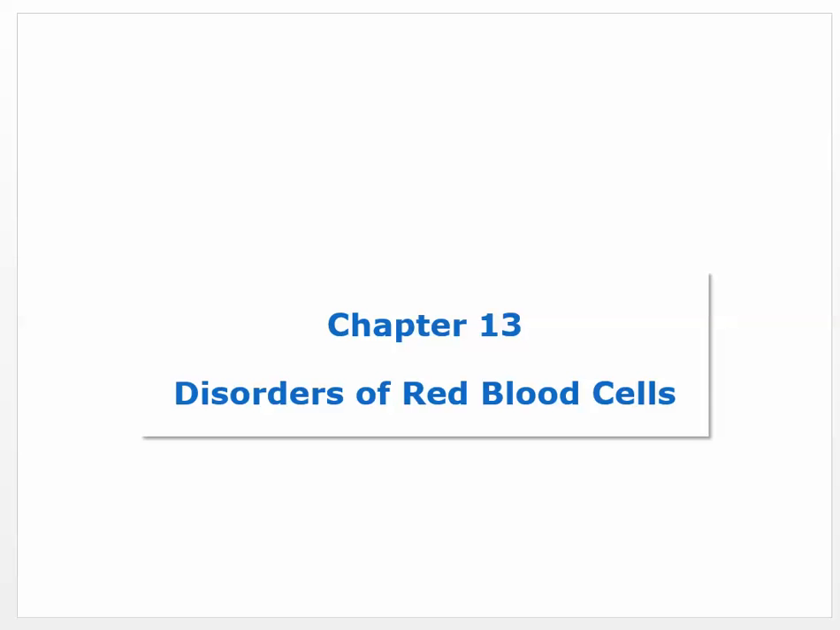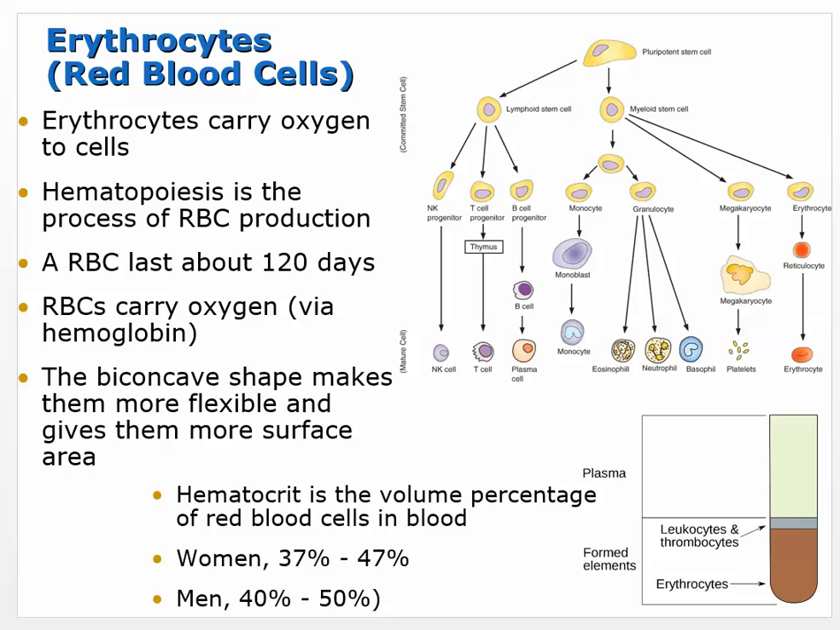Okay, so this is chapter 13, and we're going to talk about red blood cells and then the disorders of red blood cells. So we've seen this graph several times, and of course it starts with the pluripotent stem cell, which then divides into the myeloid and the lymphoid. And we're kind of trying to go through all of these things and talk about the functions of each one of these. We just finished talking about platelets, and now we're going to move over here and talk about erythrocytes.